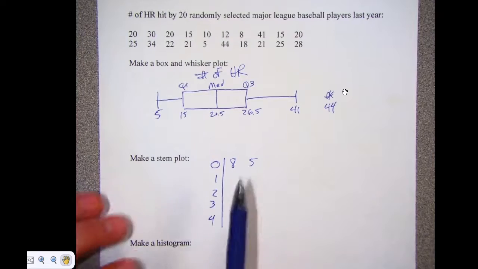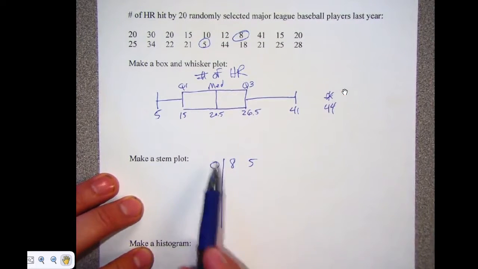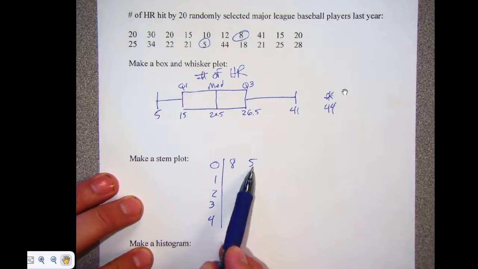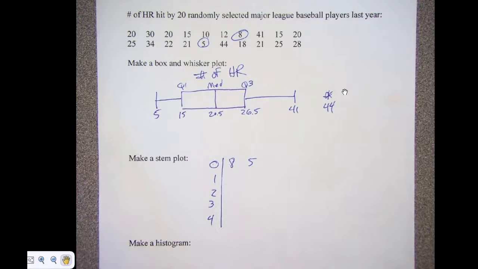So what I have just done is I've listed these two numbers. 0, 8 and then 0, 5. It doesn't matter if you put them in order or not. If you had to find the median afterwards, you should put them in order because that would make your life a lot easier then. But if you're just making a stem and leaf plot, it doesn't have to go in order.